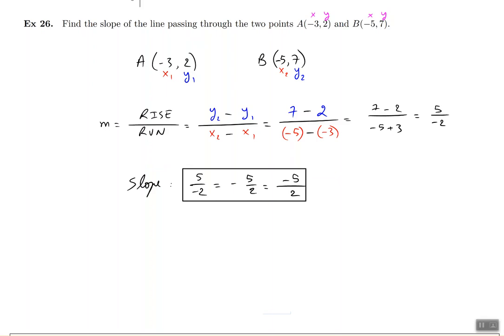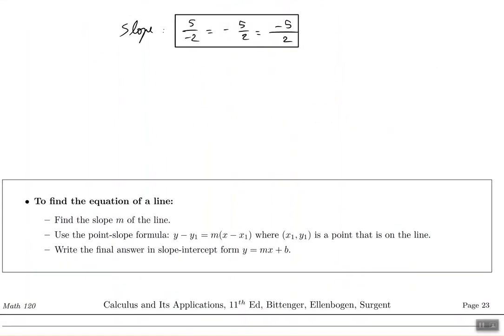Now oftentimes when somebody says find the slope, the next follow-up question is usually to find the equation of the line. So how do you find the equation of the line? That's what this table is supposed to help you with. In order to find the equation of a line passing through some point, you would start by finding the slope, which is what we just did. Then you would use something called the point slope formula.